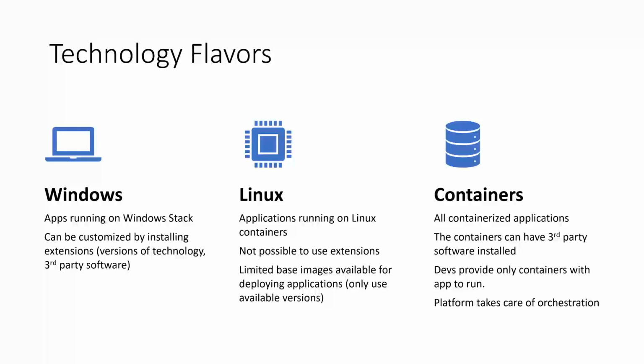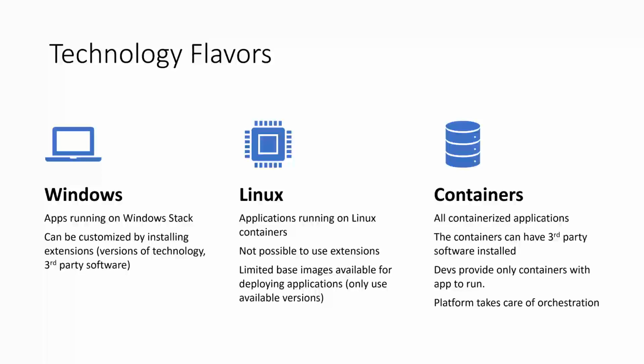Since it is a virtual machine, you can customize by installing multiple extensions. So extensions can be versions of technology or even third-party software. So in case you want something like a different version of .NET Core Profiler, you can specify that while running your Windows server, your web apps in Windows flavor.